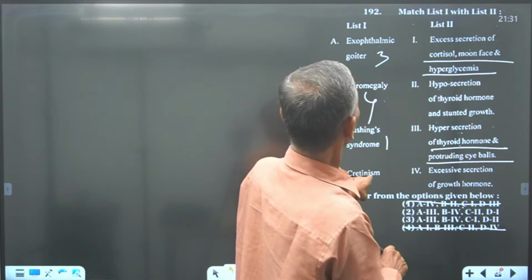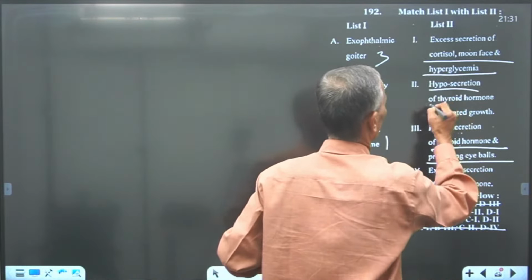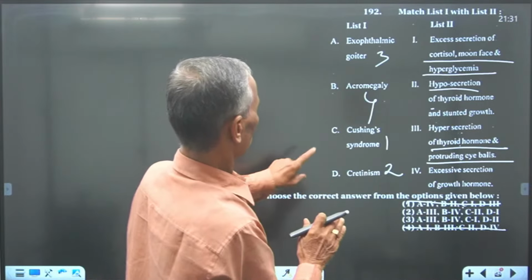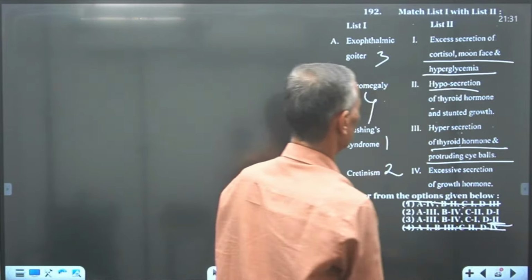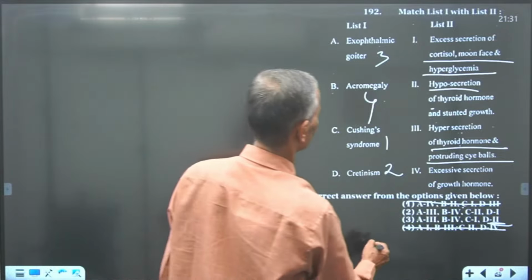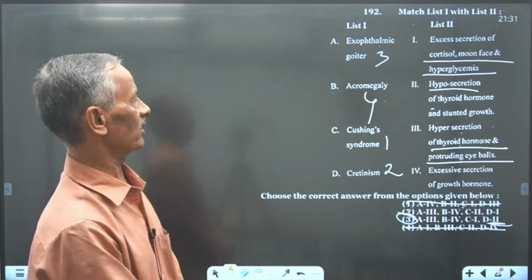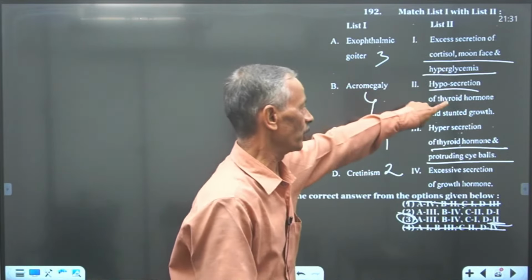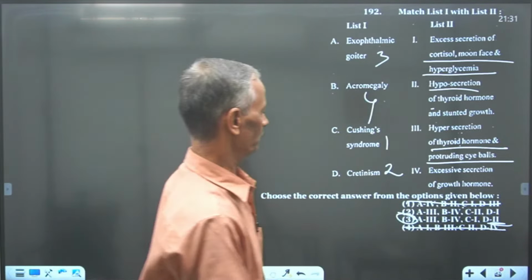Cretinism. So what is cretinism? Hyposecretion of thyroid and stunted growth. So you know that cretinism is 2. You are lucky. Cretinism D is 2, only in one option. Okay. So by that technique, you can arrive at this answer even if you don't know the Cushing's. All others will be helping you in reaching the correct answer. Okay.